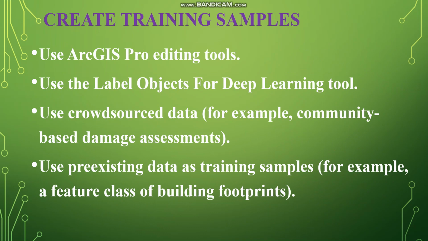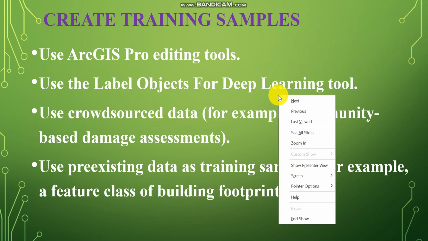Mainly, there are four tools in ArcGIS Pro which use deep learning to detect objects in an image. The first one is we can use the ArcGIS Pro editing tools or the Label Objects for Deep Learning tool. As well, crowdsourced data can be used, and pre-existing data can be used as a training sample. But in this video we are going to focus only on the second tool, that is, Label Objects for Deep Learning. Okay, let's come towards our ArcGIS Pro.